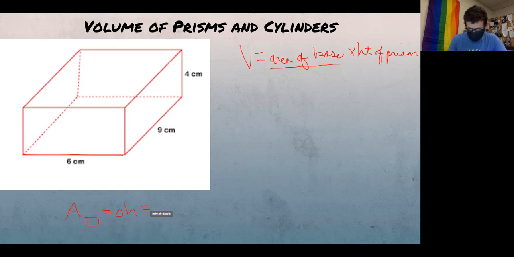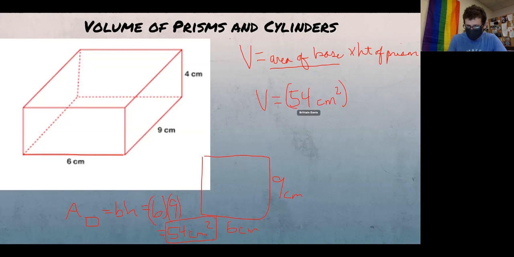So the base of this is pretty straightforward. If I took this rectangle and put it out here, that would be 6 by 9 centimeters. So that's going to be 6 times 9. That's pretty straightforward. It's 54, and remember, it's square centimeters. So now I can take this 54 square centimeters, which is the area of my base, and plug it into this formula. So let me put the volume here is going to be 54 centimeters squared. Now, what's the height of my prism?